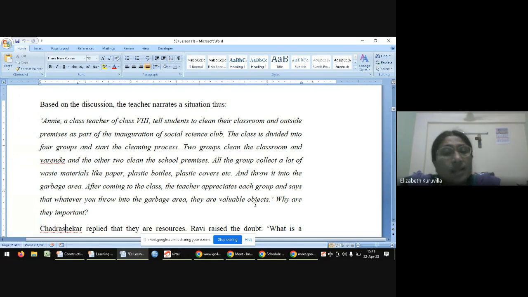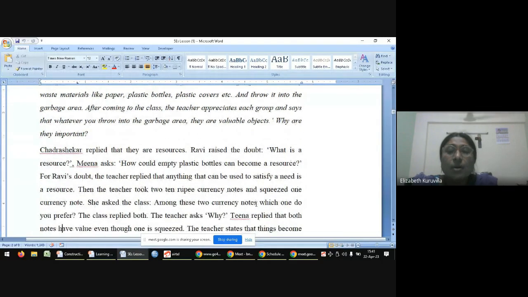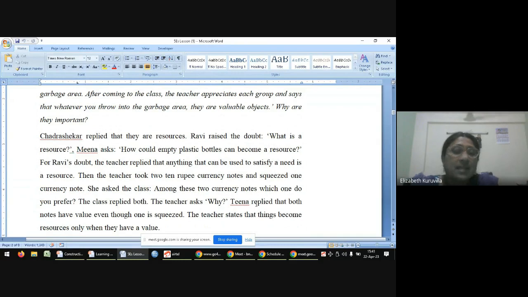All the groups collect a lot of waste materials like paper, plastic bottles, plastic covers, etc., and throw them into the garbage area. After coming to the class, the teacher appreciates each group and says that whatever you throw into the garbage area, they are valuable objects. So the question comes, why are they important? So the response is, these are imaginary names only.